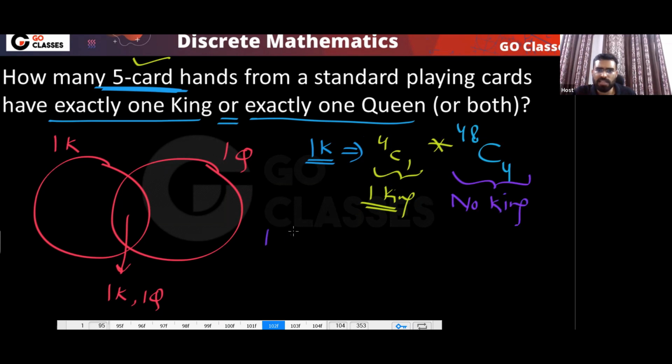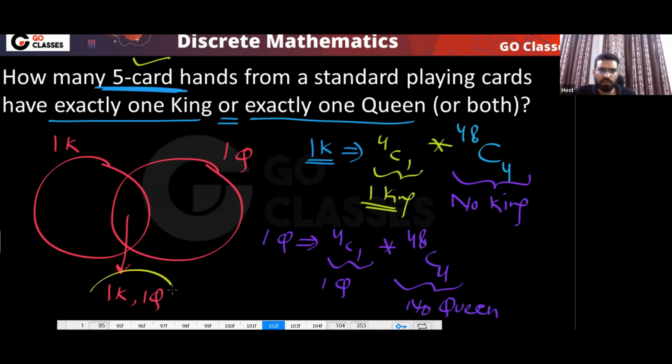Next, the same answer you will get for 1 queen. Yes or no? So 1 queen is also the same answer. First you select 1 queen, then from the remaining cards, you select 4 cards where there is no queen. And what is the answer for this?